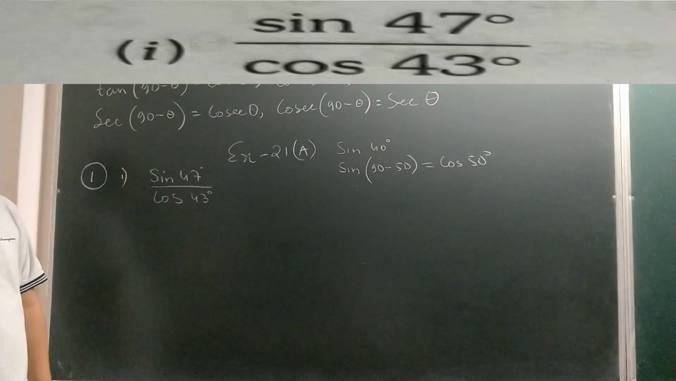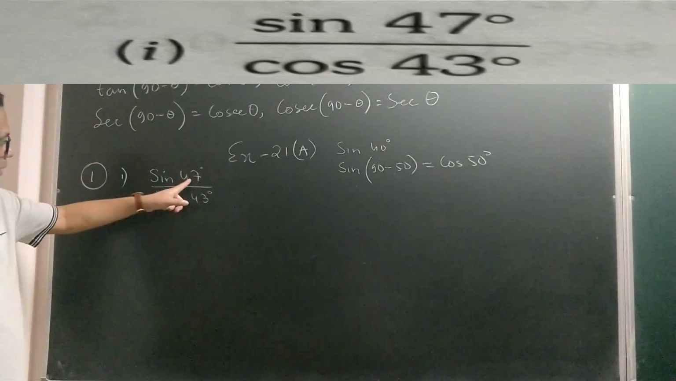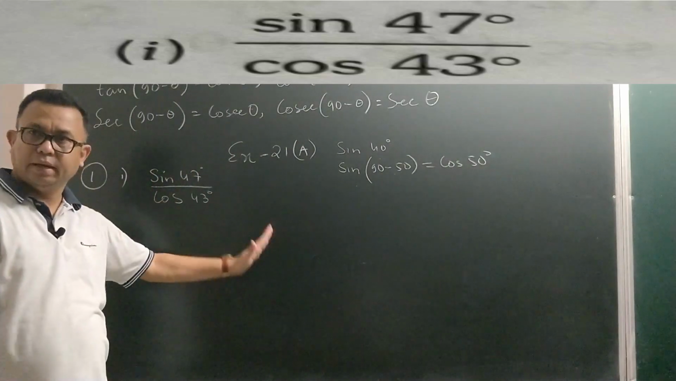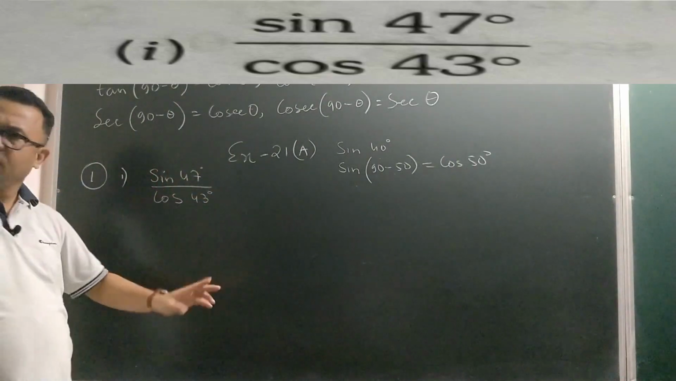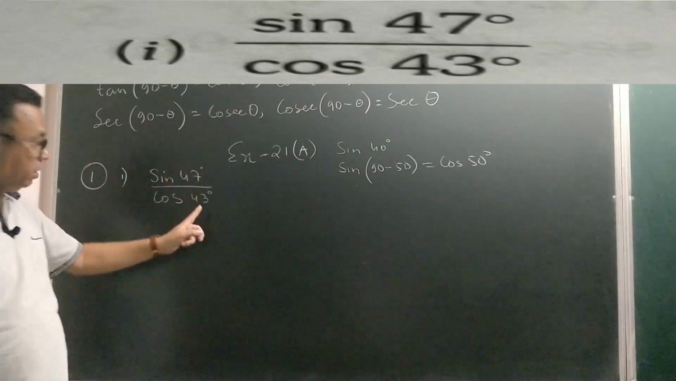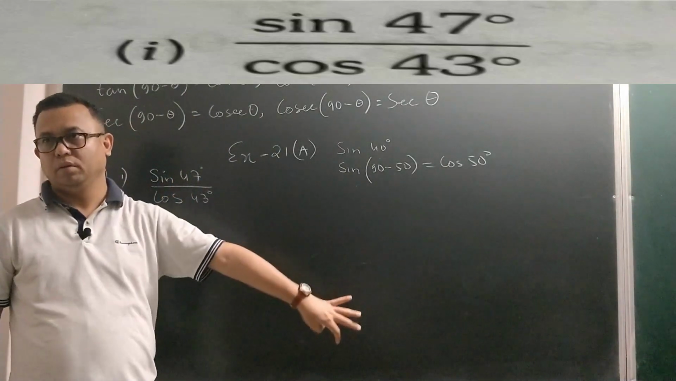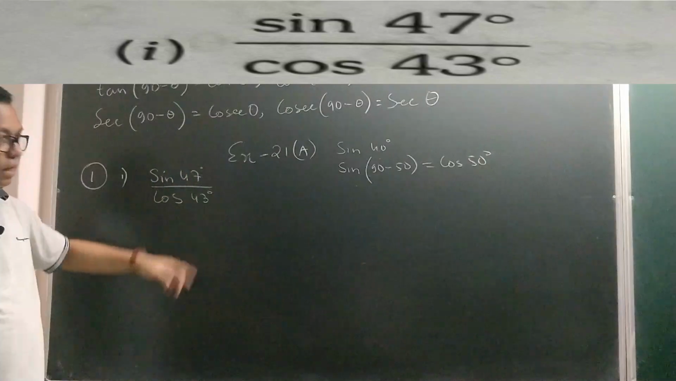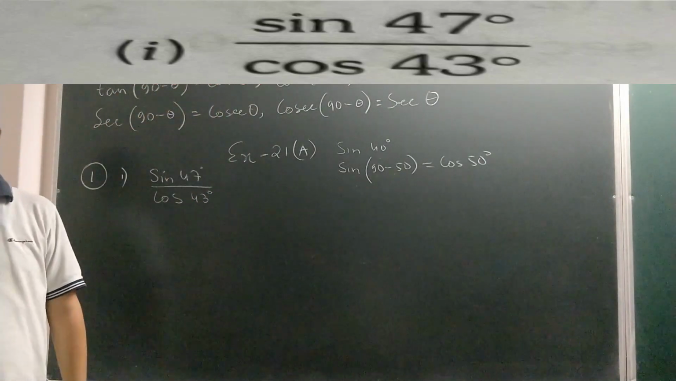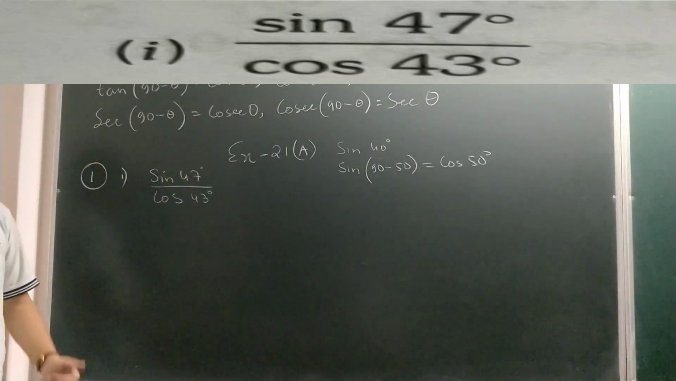Now why I told you that this exercise is very easy: you will find that the angles given in the numerator and the denominator, sometimes squared or to the power 4, it really doesn't matter. Check the two angles which are given, whether up and down or side by side. If the total of these two angles is 90, then we can apply the complementary angle formulas.